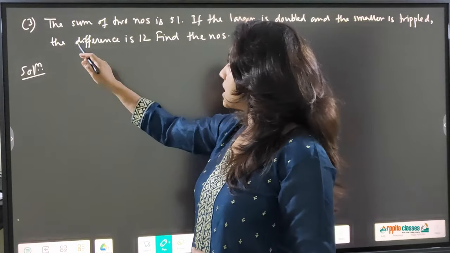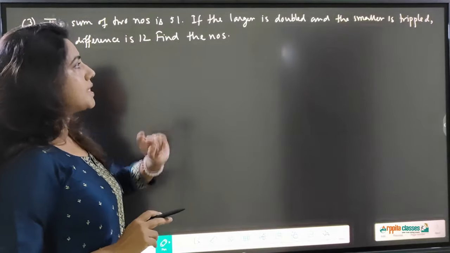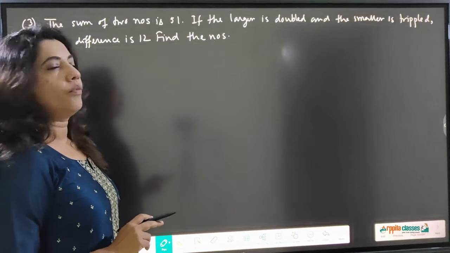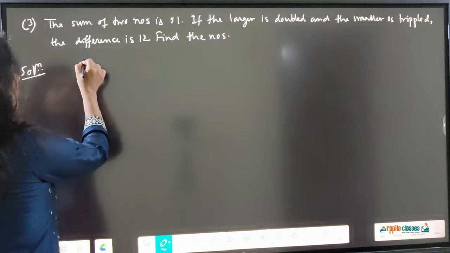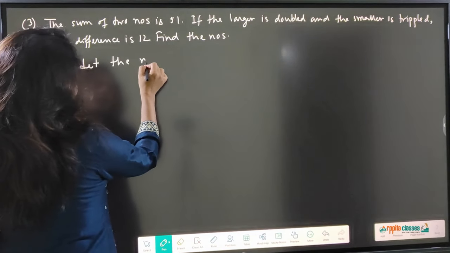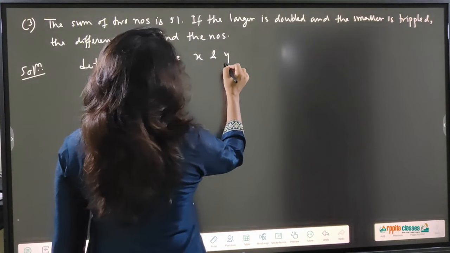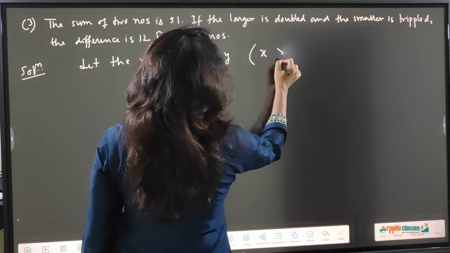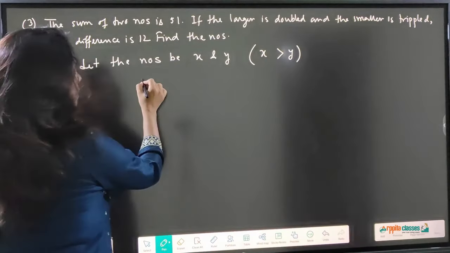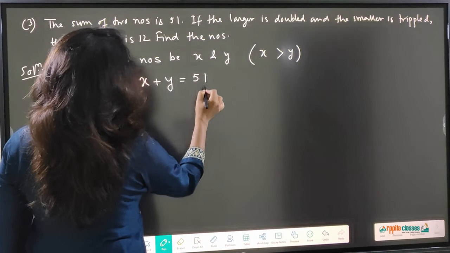So in the next question, the sum of two numbers is 51. If the larger is doubled and the smaller is tripled, the difference is 12. Find the numbers. So we'll again consider, let the numbers be x and y in such a way that x is greater than y. The sum of the numbers is 51, so your first equation becomes x plus y is equal to 51.